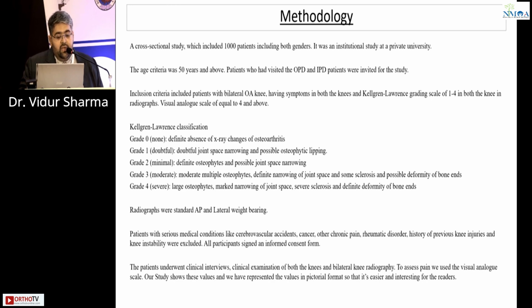Patients with serious medical conditions like CVA, cancer, other chronic pain and other chronic diseases were excluded. All the participants signed an informed consent. The patients underwent clinical interviews, clinical examination of both knees and bilateral knee radiography. To assess the pain, we used the visual analog scale. Our study shows these values as we have represented in pictorial format.